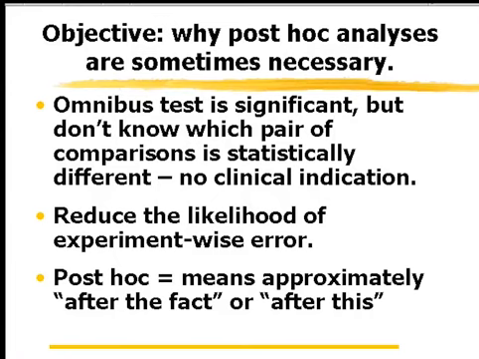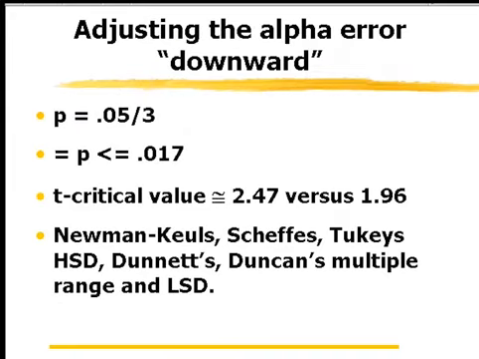So in order to reduce the likelihood of experiment-wise error, we do post hoc comparisons and we adjust for this experiment-wise error. We do that by dividing our original alpha error rate that we were willing to accept by the number of comparisons, and we adjust the alpha error downward. And that's what they call these post hoc comparisons. We try to reduce the amount of error.